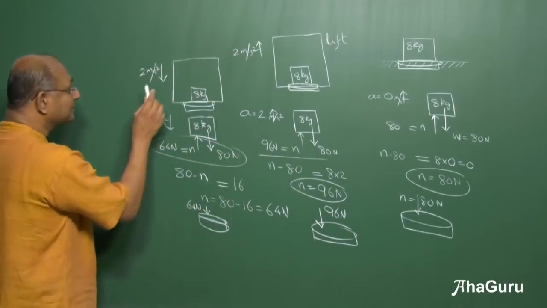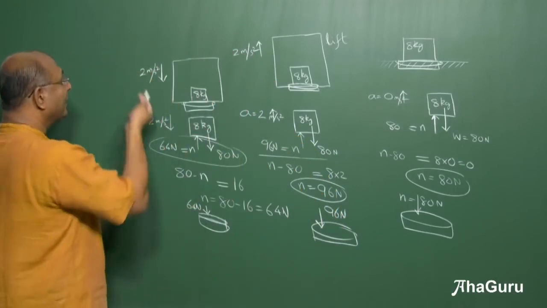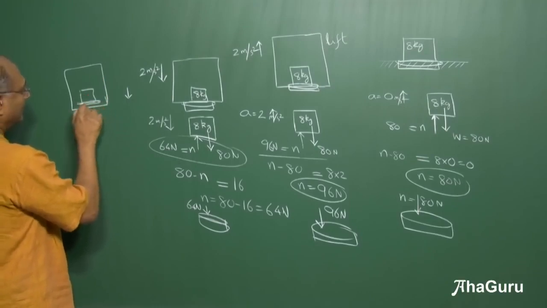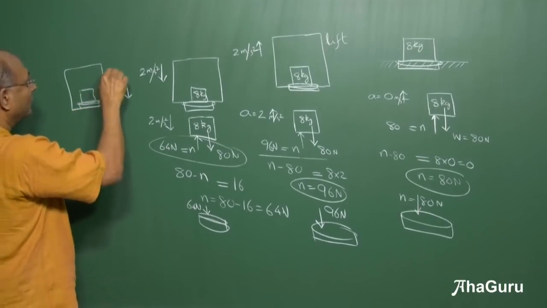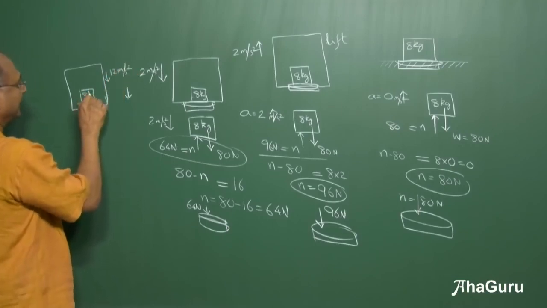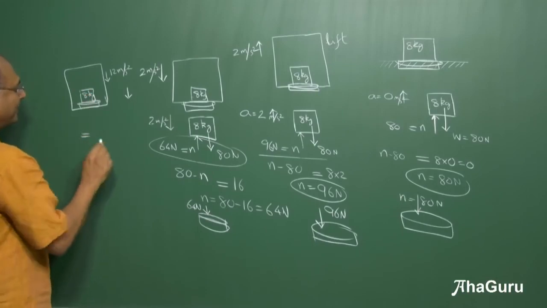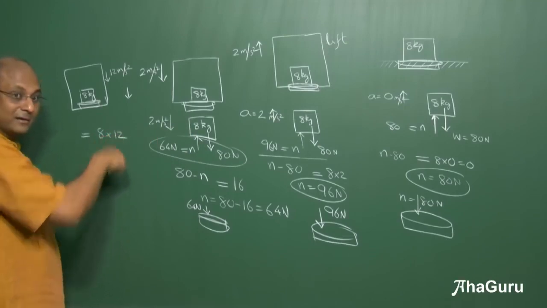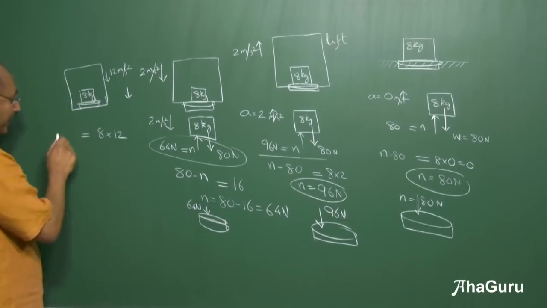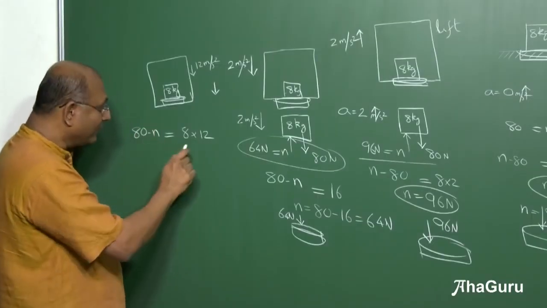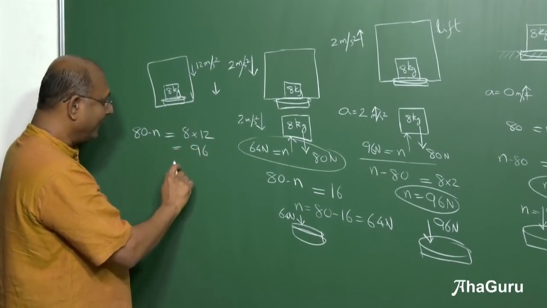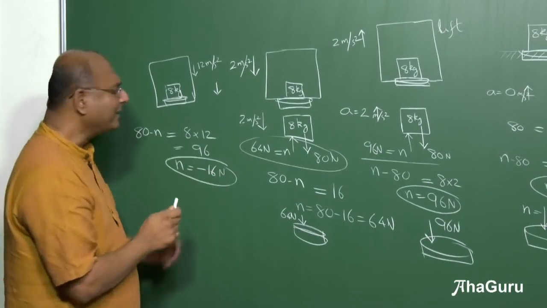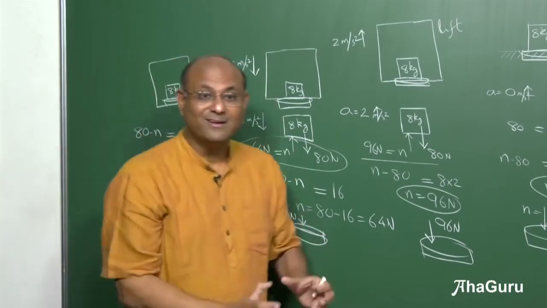Think about it. If the lift comes down with a very high acceleration, let us say 12 meters per second square. So now I have a lift and it is coming down at 12 meters per second square. This is 8 kg. If you do the calculation, same question, except instead of 2, I'm going to put 12. So I'm going to say 8 into 12 downwards, and then 80 minus n. If I calculate, 8 into 12 is how much? 96. So n turns out to be minus 16. This is weird. Why is it weird? Because this means the weighing machine is pulling you. That's not going to happen.